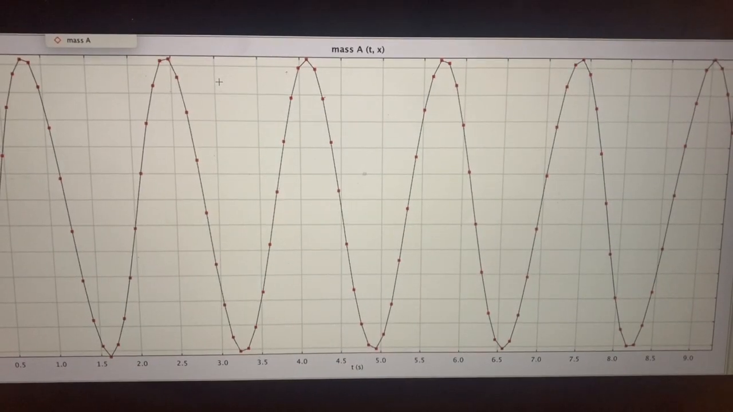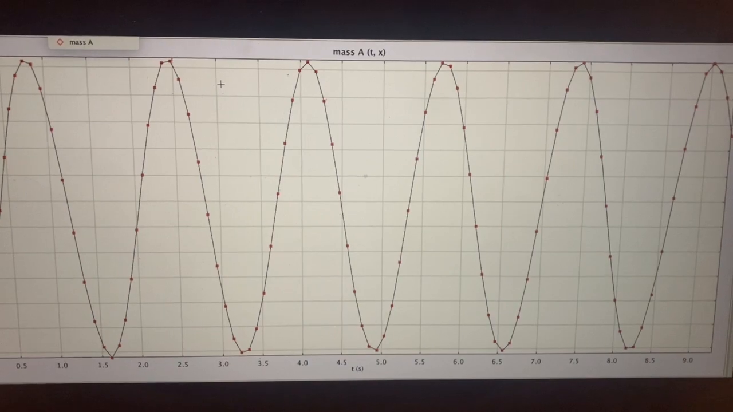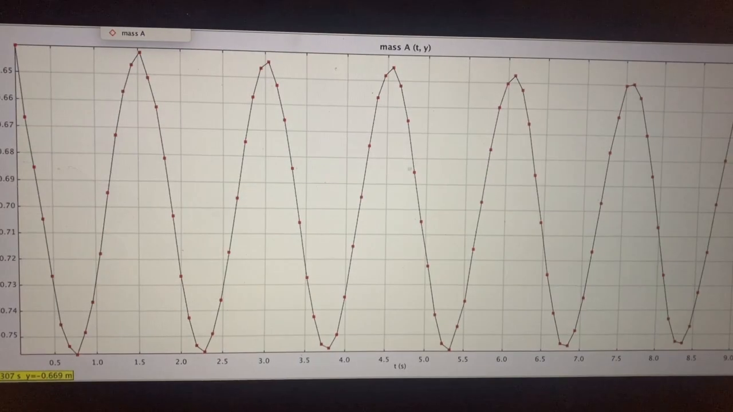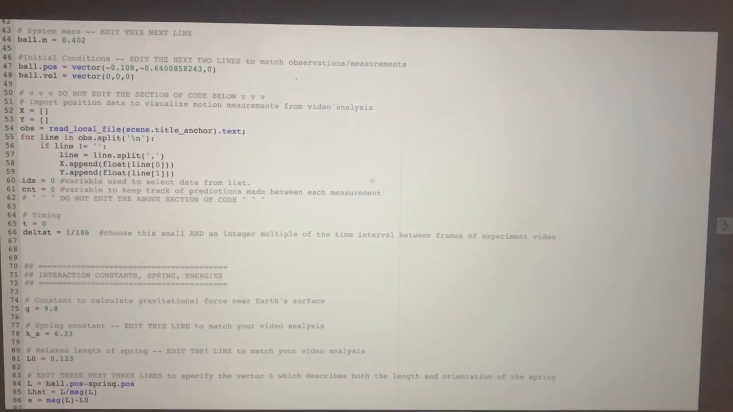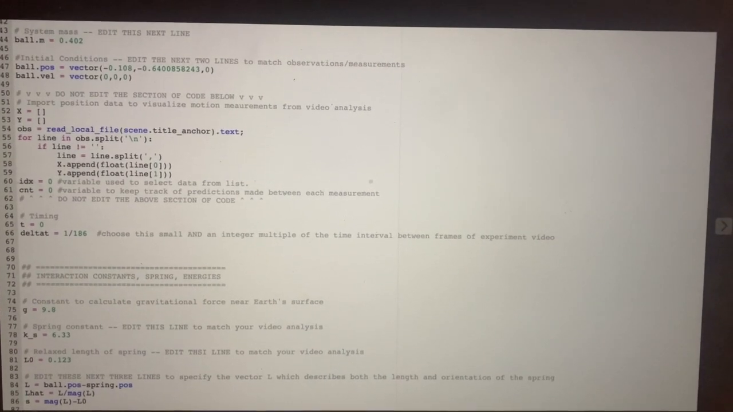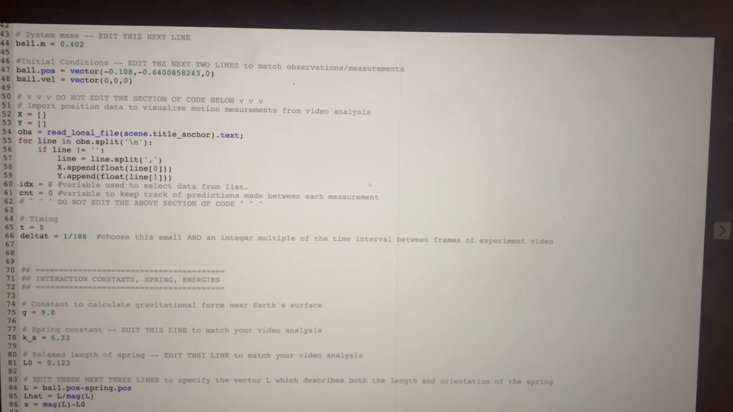This graph shows the x position of the attached mass with relation to time. Similarly, this graph shows the y position of the attached mass with relation to time. After this data is collected, the computer coding aspect of this lab can begin.